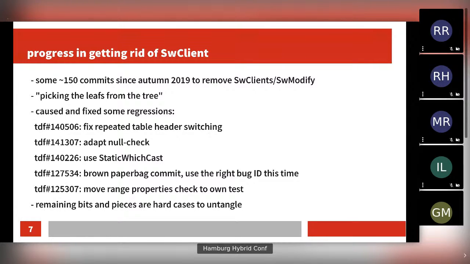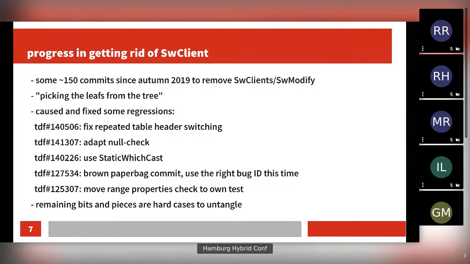And so there were some regressions, and I put some down here. Sorry for causing them. Thanks to the people who did the bisect on them, and I tried to fix them, except that one of those bug IDs is probably wrong, because the brown paperback commit referred to the wrong bug ID. But at least 4 of these 5 bugs were actually regressions that I had to fix just by doing this rework.